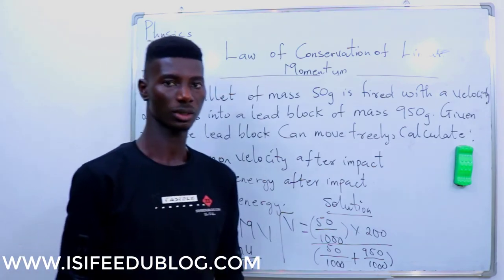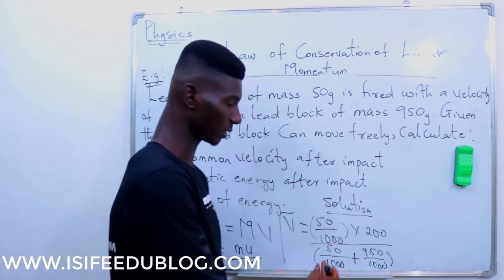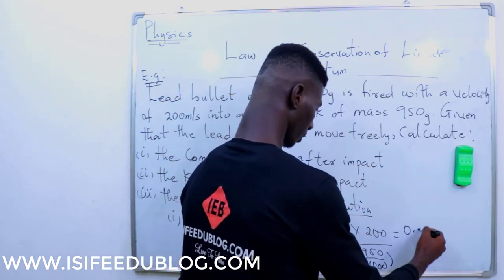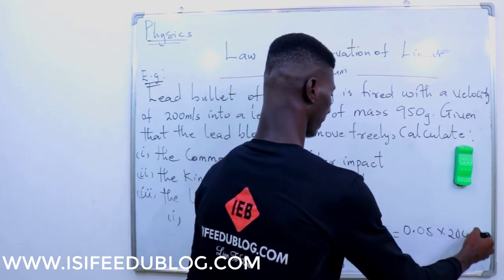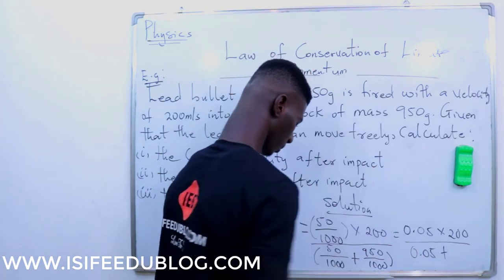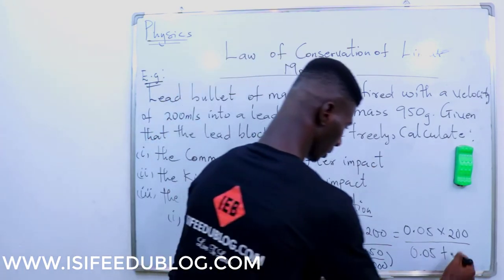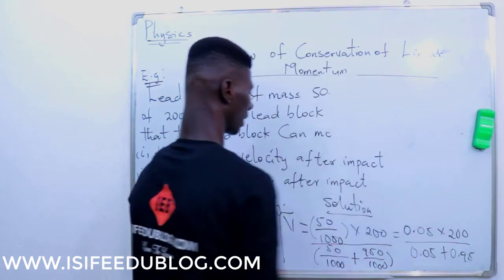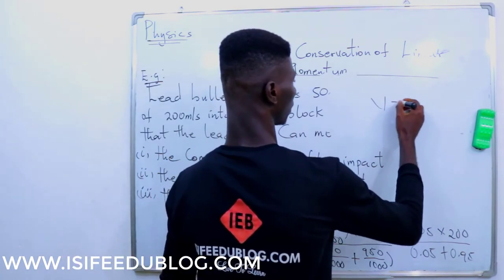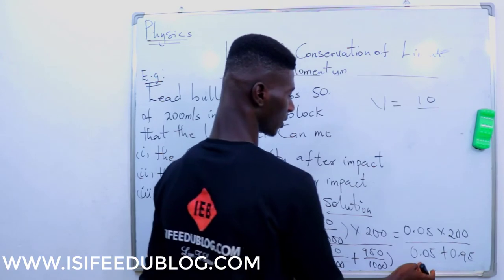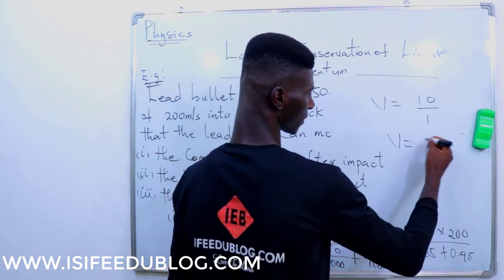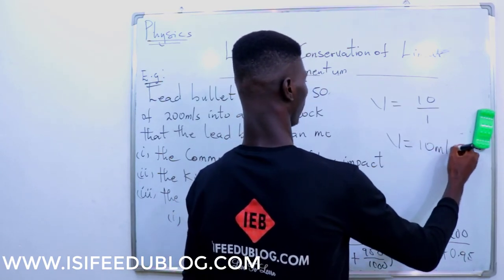So we are going to use our calculator to work everything out. 50 divided by 1000 should give us 0.05, times 200, everything divided by 0.05 plus 950 divided by 1000. This is giving us 0.95. And if I clean this side, what I have is 0.05 times 200, then V is equal to 10 divided by 0.05 plus 0.95, which is 1. So our common velocity is 10 meters per second.